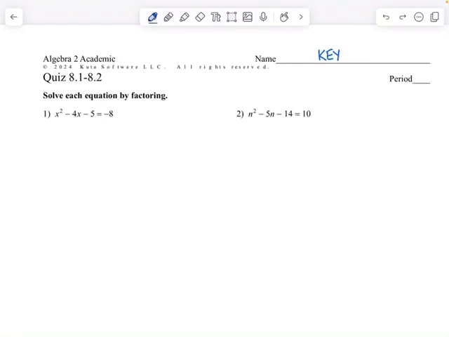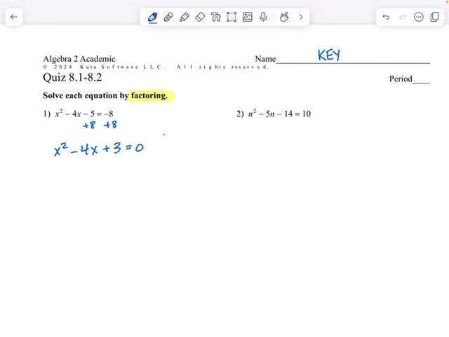I'm going to solve these two equations by factoring. The first step to factoring is to set the equation equal to 0, which means on this first problem here, I want to move this negative 8 over to the left side. To do that, I'm just going to add 8 to both sides of the equation, giving me x squared minus 4x plus 3 equals 0.